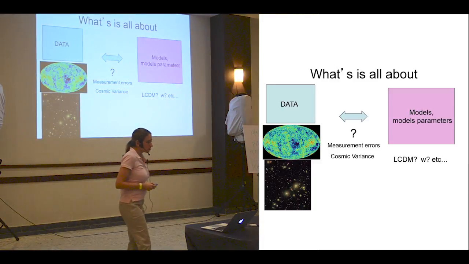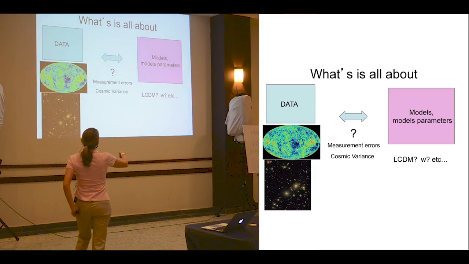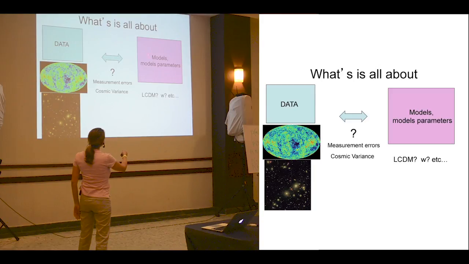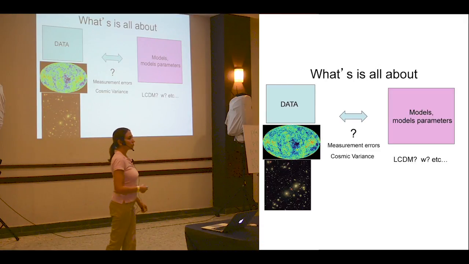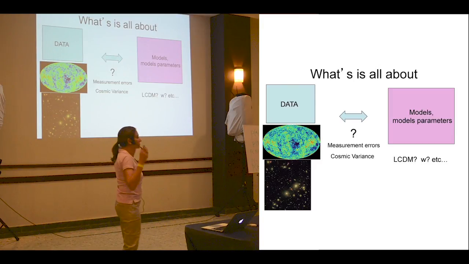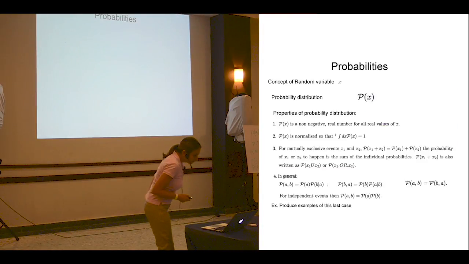Okay? So what is it all about? You have the data here, you make some measurement, you also have this cosmic variance, the fact that you observe a small part of the entire universe, and then you want to know about models and model parameters. Is it lambda CDM, how much lambda there is, maybe the cosmological constant is not a cosmological constant, what the heck is it, some basic model with some equation of state parameters, etc.